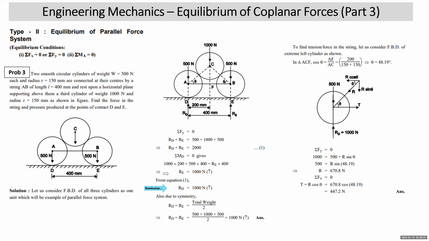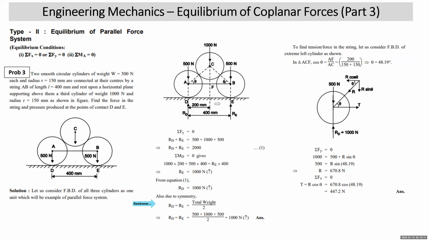Because you can find the unknown only when the unknown is reflecting in the free body diagram. So unknown tension in the string is not reflecting in the free body. Now there is another way also to get the reactions RD and RE. This is due to symmetry, because we can always take advantage of symmetry in many problems of mechanics.